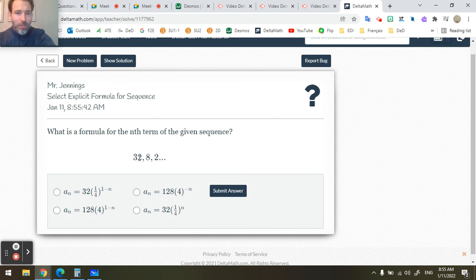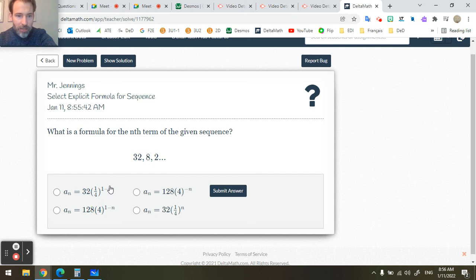Well, 32 divided by 4 is 8. 8 divided by 4 is 2. I see that very quickly, and you will start seeing it very quickly as you do the textbook practice and as you practice with the Delta Math. Okay, so I know that it's this one. First term multiplied by the ratio raised to the power n minus 1. No, that's not it.